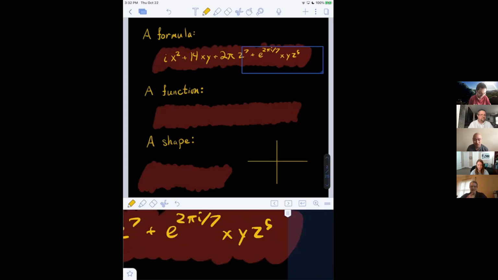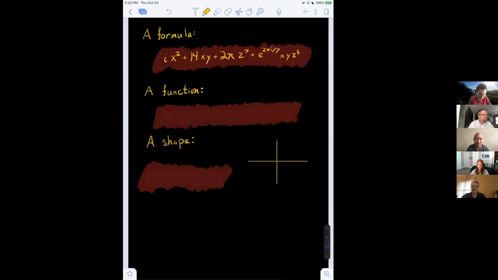It's a polynomial, and notice it's a multivariable polynomial, and its coefficients are complex numbers. Here i is a complex number, and e to the 2 pi i over 7 is a complex number. And if I had room in this little red blob, I would add Brian's number, 1 plus square root 5 over 3, times some other variable. Okay, so this is the kind of algebraic object that's at the heart of this talk.